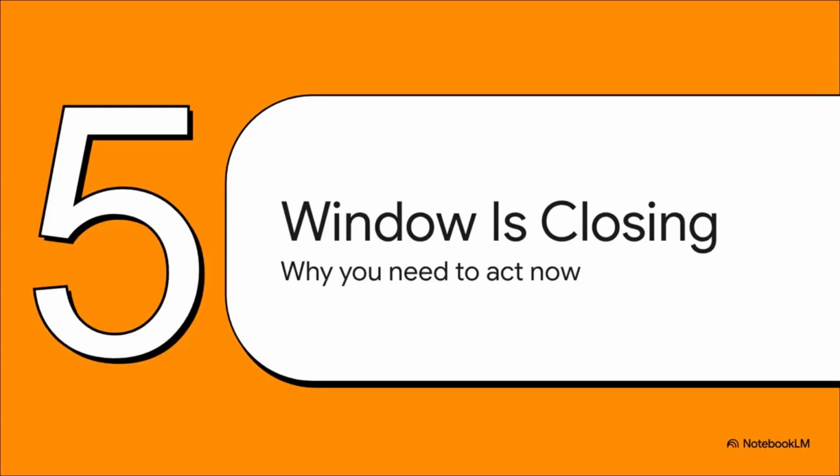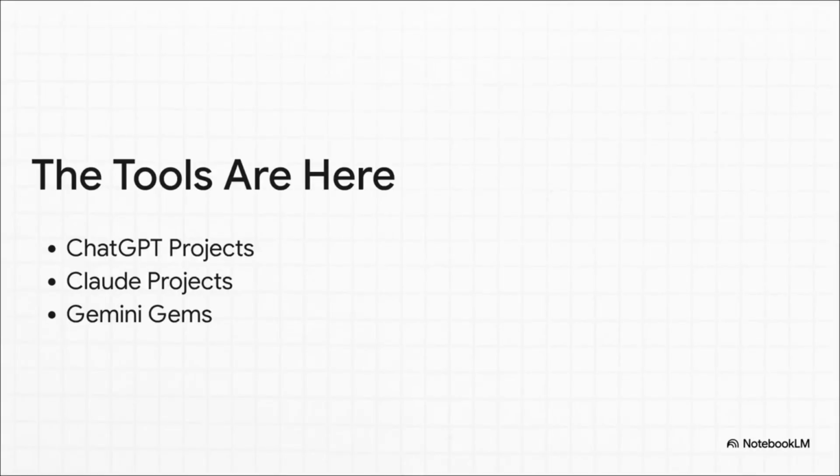And finally, let's talk about why this is so urgent. This is not some theory about the future of AI. The opportunity to get way ahead of the curve is happening right now. And that window, it is closing fast. And you can see the proof everywhere. The major AI companies are already building their platforms around this idea. You've got features like ChatGPT projects, Claude projects, Gemini Gems. What are all of these? They're tools designed specifically for building and referencing deep, ongoing context.